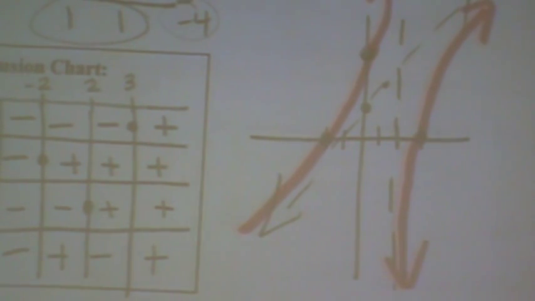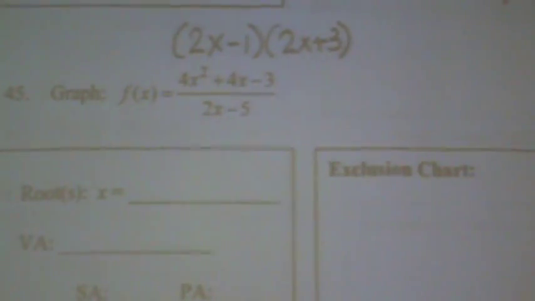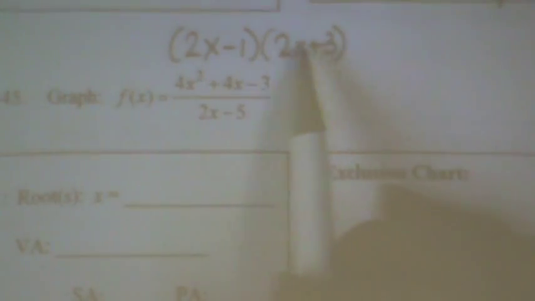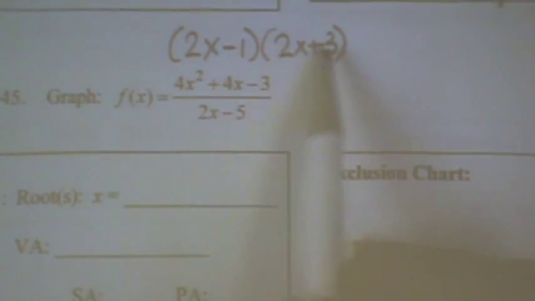Two more and we're done. 45. How do you factor 4x squared plus 4x minus 3? 2x minus 1, 2x plus 3. Let's check it out. That's 6x minus 2x, which is 4x.